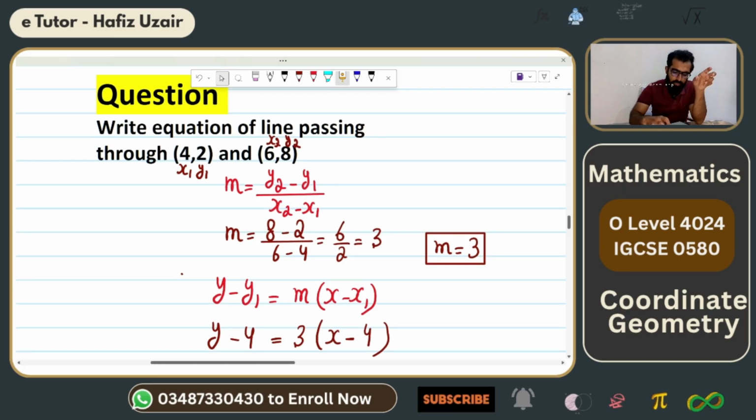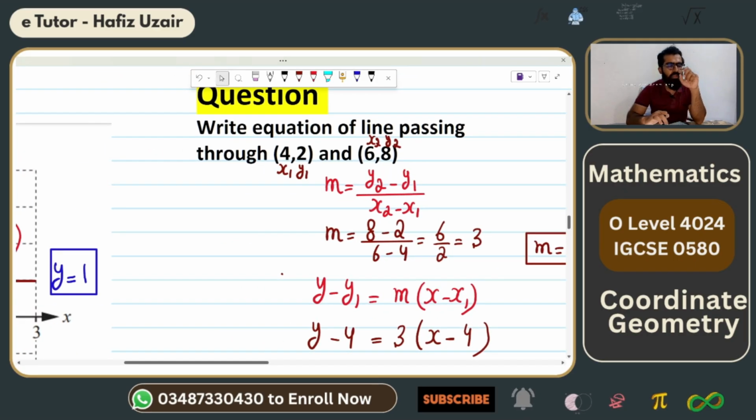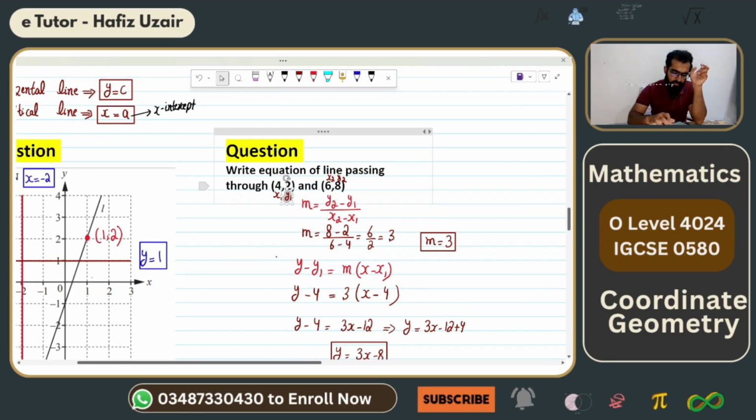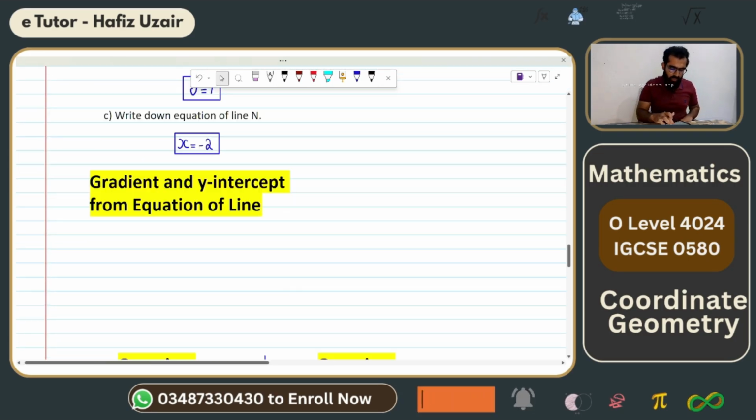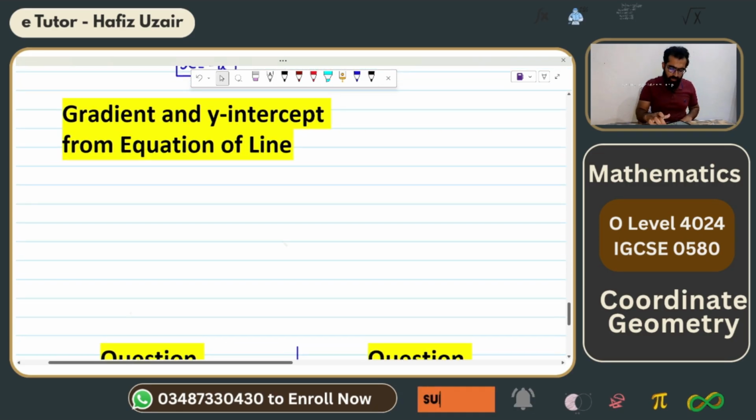Just like here we use formula to find out gradient. Now we will discuss how to use equation of line to find gradient and y-intercept. Let's discuss this concept. The next concept is gradient and y-intercept from equation of line.